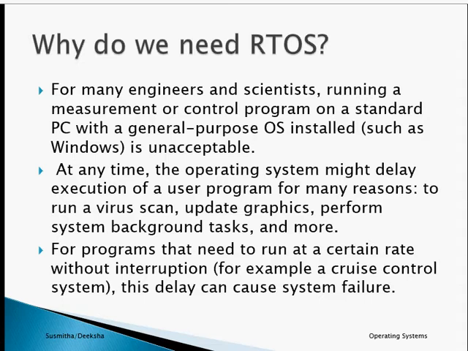Some types of Windows are unacceptable. At any time, the operating system might delay execution of a user program for many reasons. That is, to run a virus scan, update graphics, perform system background tasks, and more. For programs that need to run at a certain rate without interruptions, for example, a cruise control system, this delay can cause system failure. That is very dangerous, right?